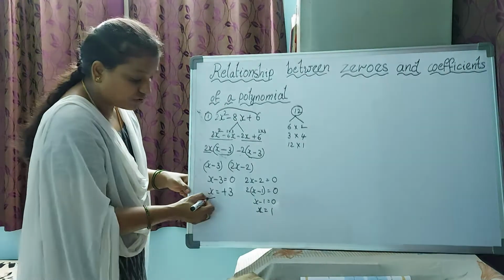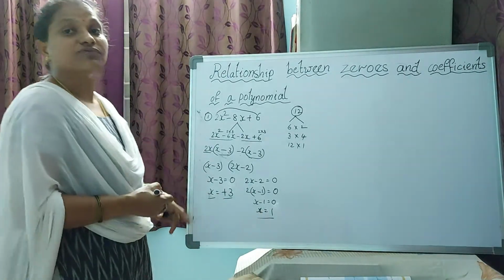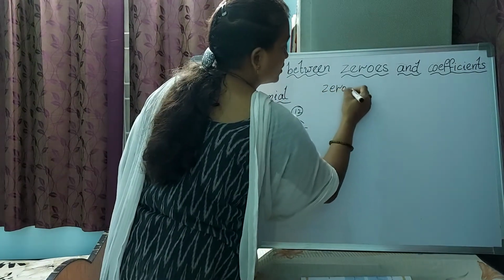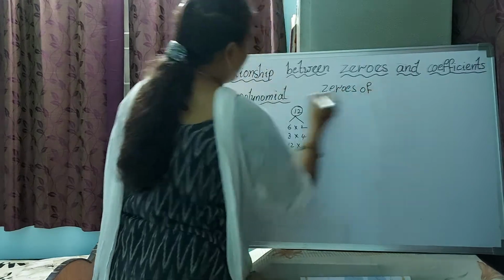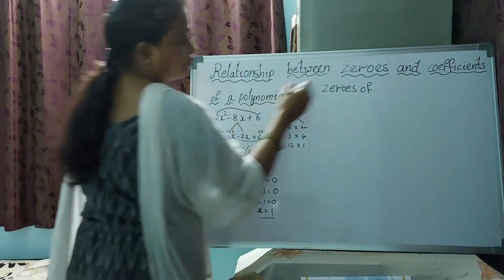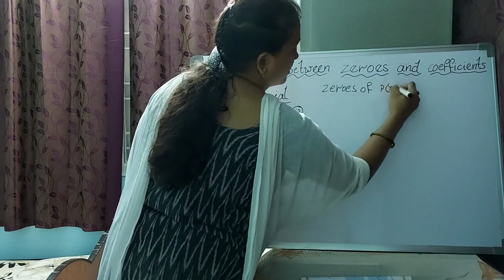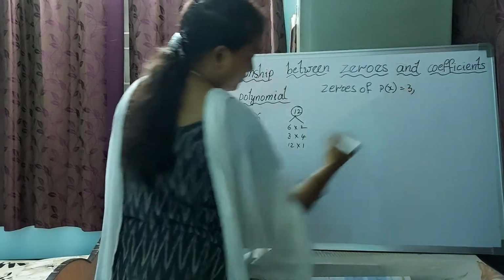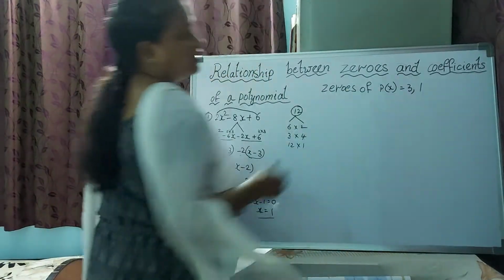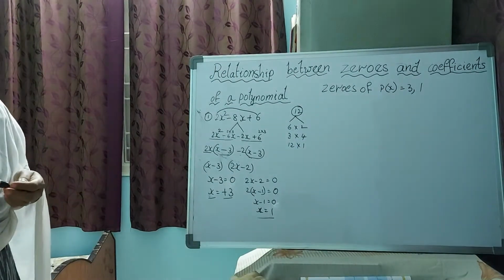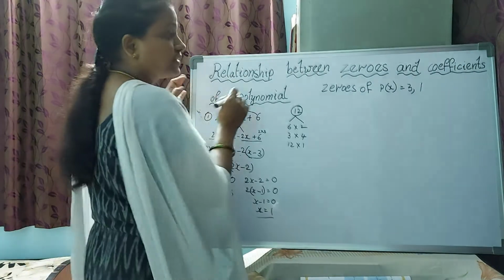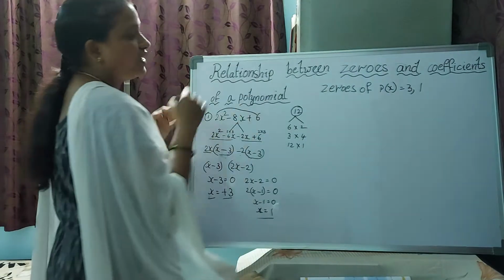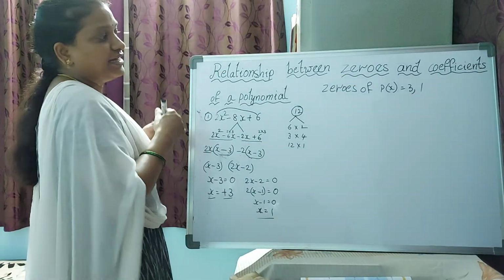So the values of x are the zeros of this polynomial. Now, we found only the zeros of p of x. p of x is nothing but this polynomial. What are the zeros of the polynomial? 3 and 1. These are the zeros of the polynomial. What was asked is to find the relationship between zeros and the coefficients of a polynomial. We have to find the relation.